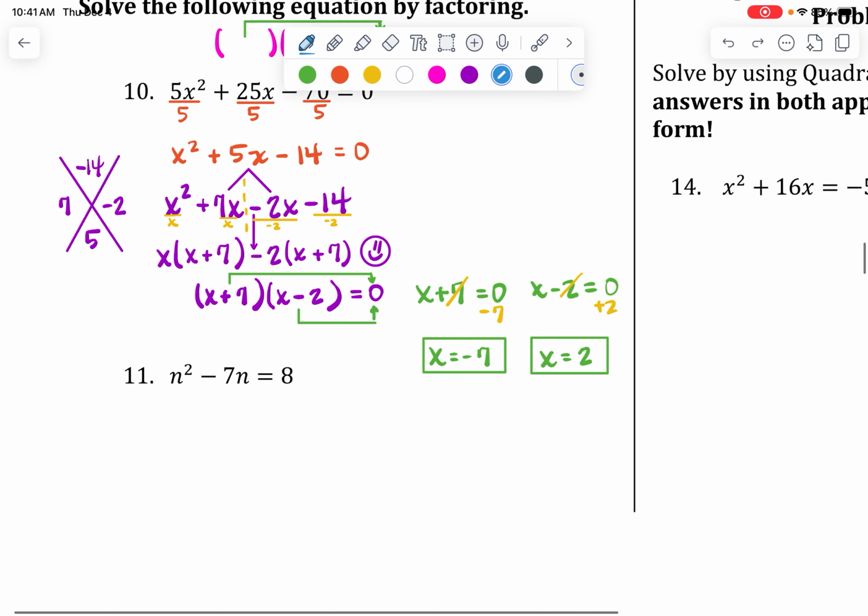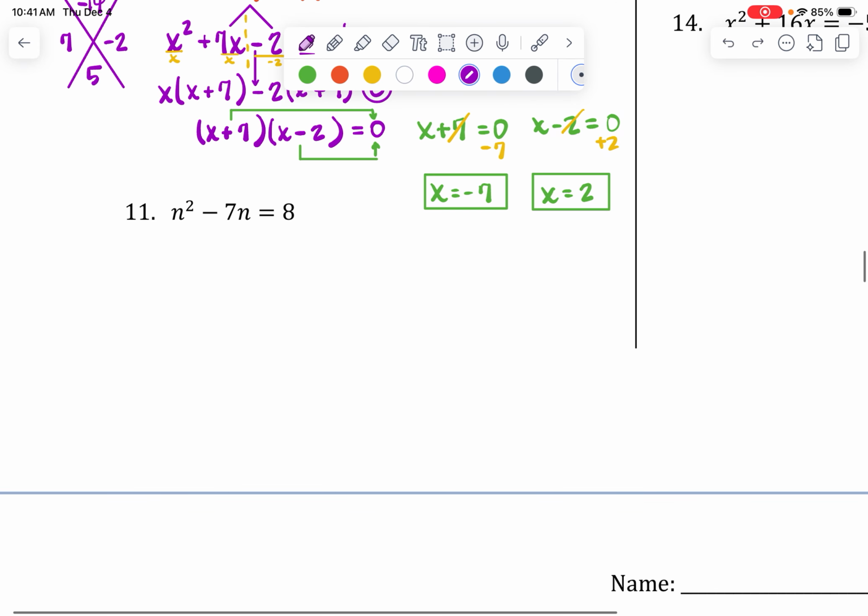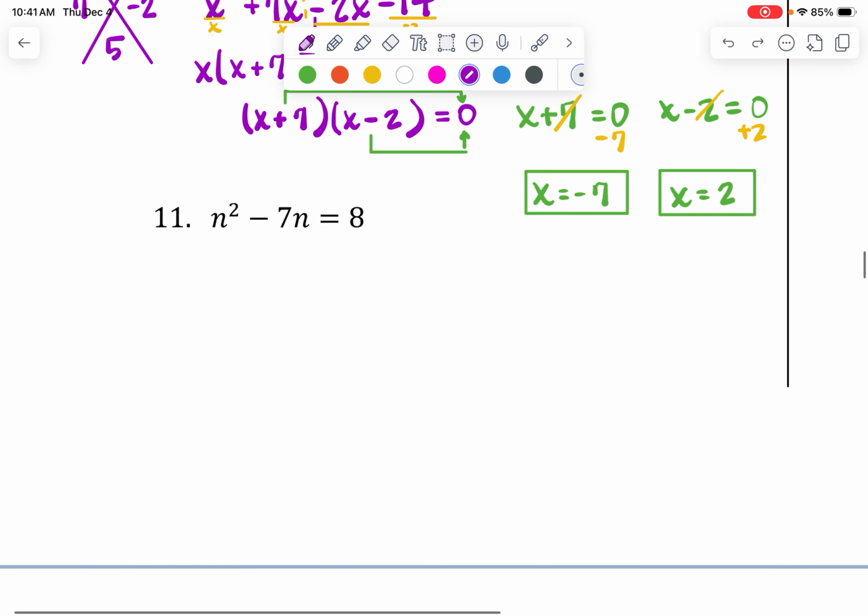So make sure you can do it. All right, number 11. I've got another lovely quadratic here. Notice it says n. That's okay. If you want to change those to x's, that's okay too. My only issue is it's not set equal to 0. So step number 1 is our equations have to be set equal to 0.